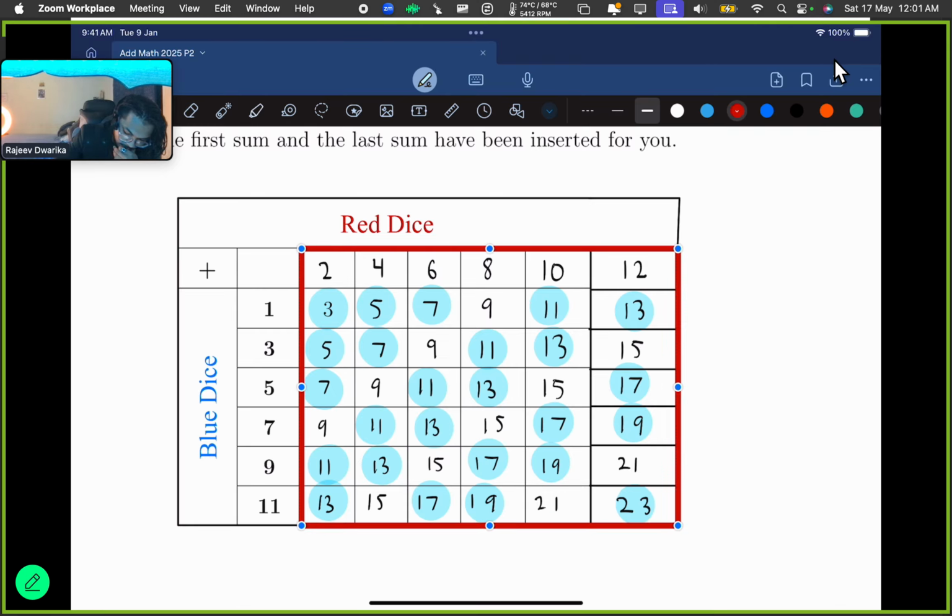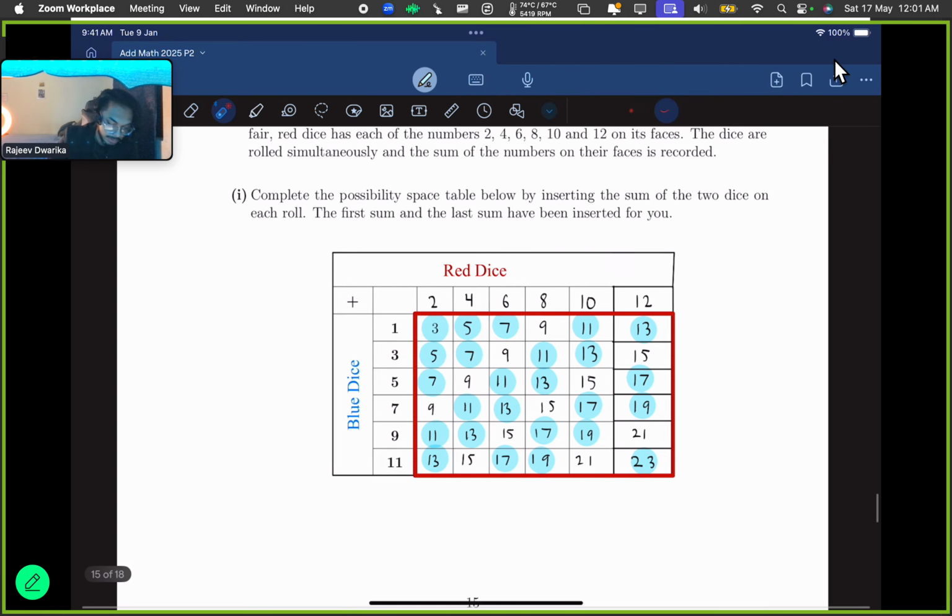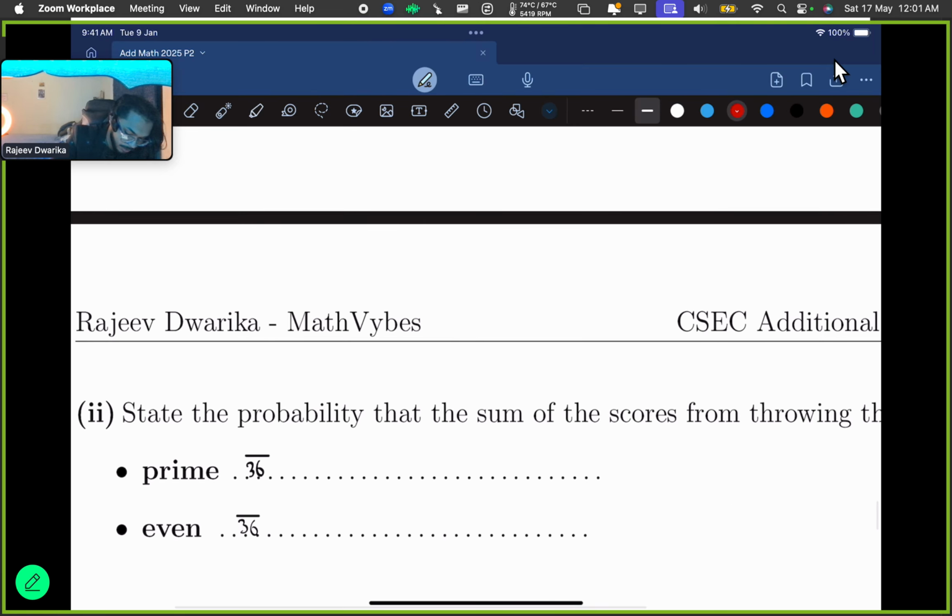3, 5, 7, 9, 11, 13, 15, 17, 19, 21, plus 4, 25 in total, so 25 over 36. Let me just double check that. So 3, 4, 5, right, 4, 6, 7, 8, 9, 10, 11. Yeah, 36 minus 11 is 25. Right? 25 over 36. Okay.